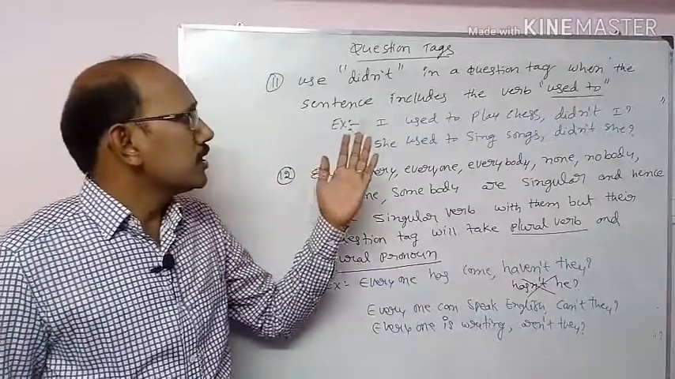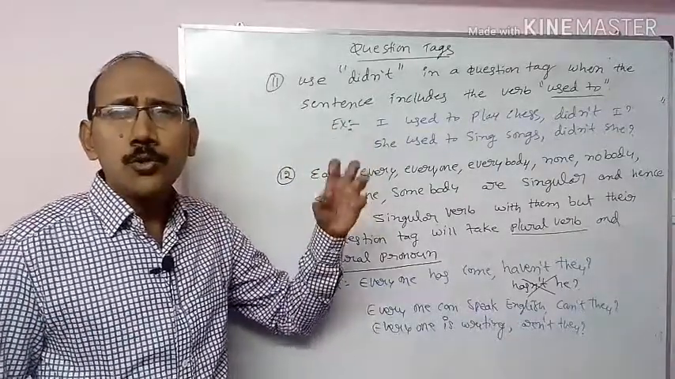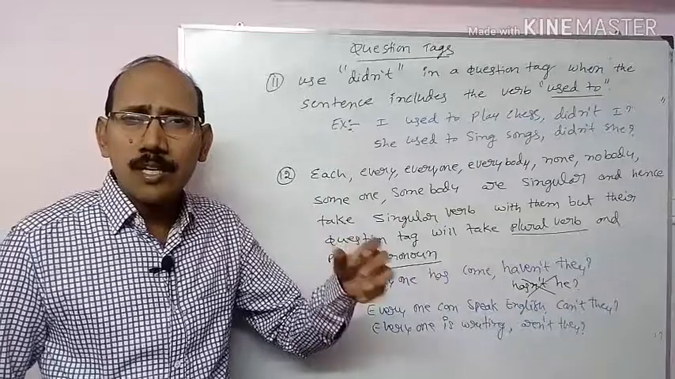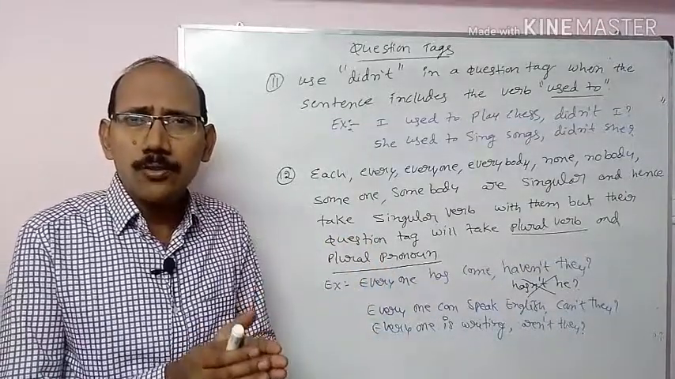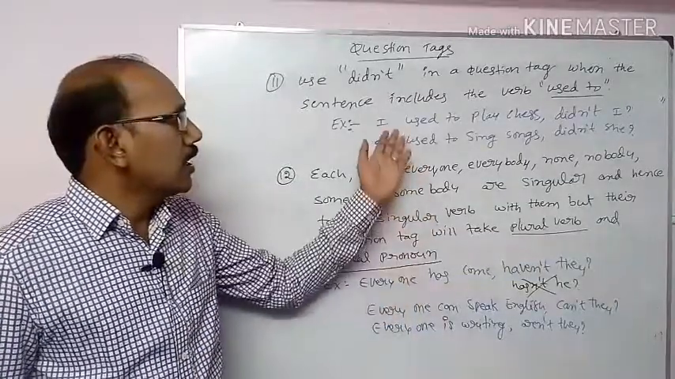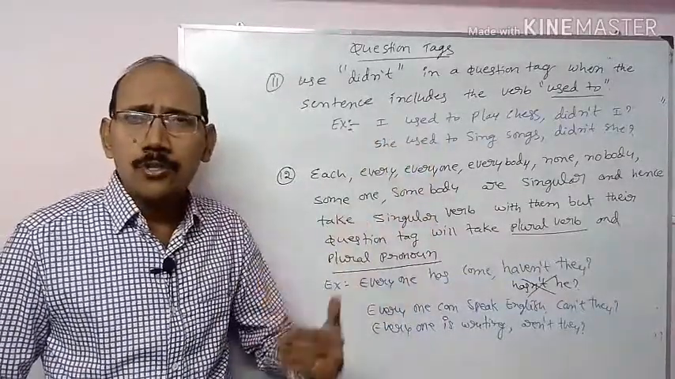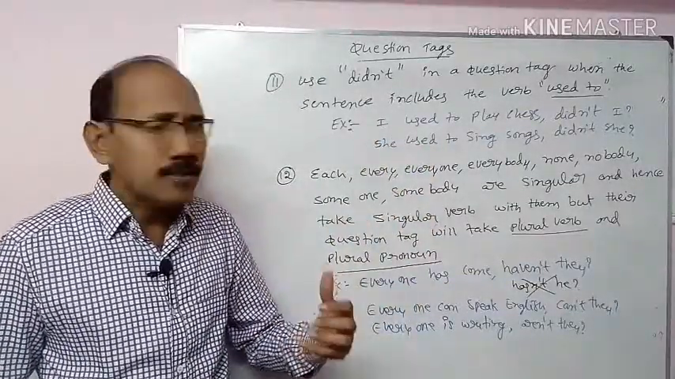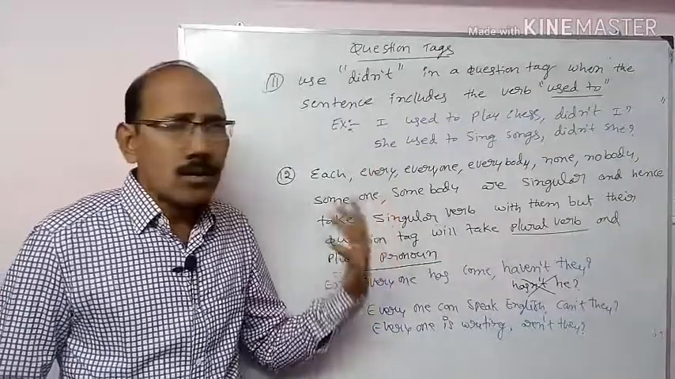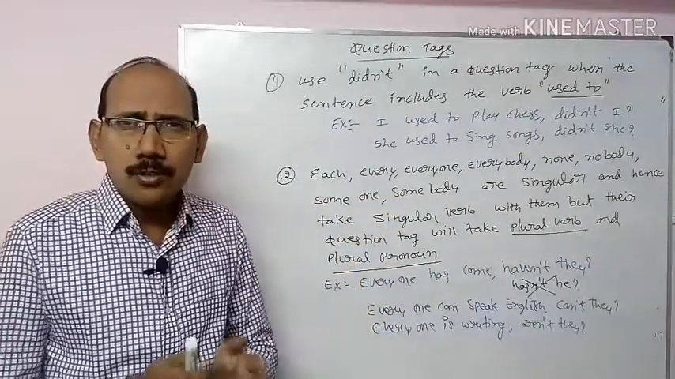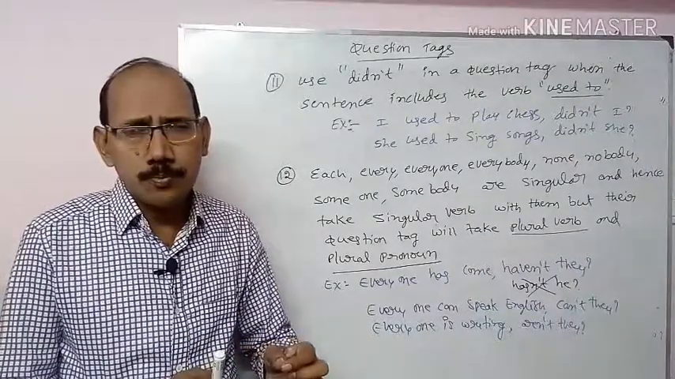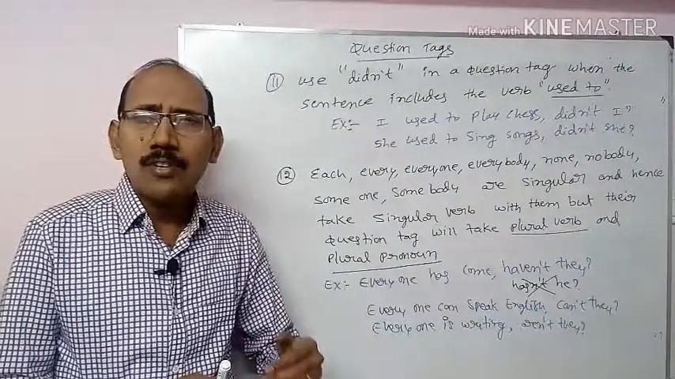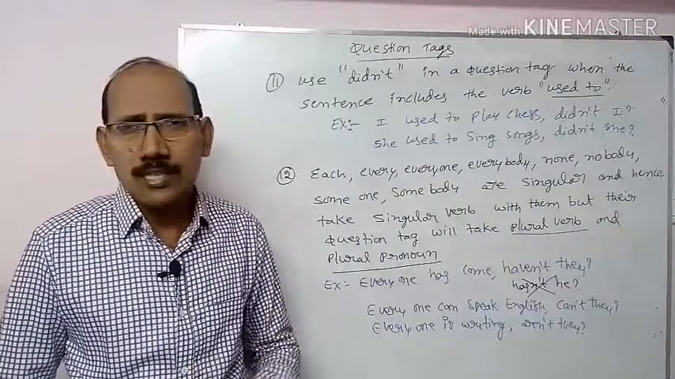Use "did not" in a question tag when the sentence includes "used to" as a main verb. If the sentence contains "used to" as a main verb, automatically we need to use "did not" as a question tag. I used to play chess. Didn't I? She used to sing songs. Didn't she? So here you need to understand what exactly is the meaning of these particular sentences, if at all the sentence includes "used to" as a main verb.